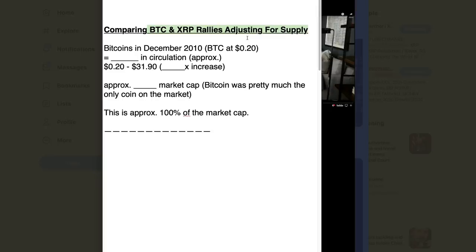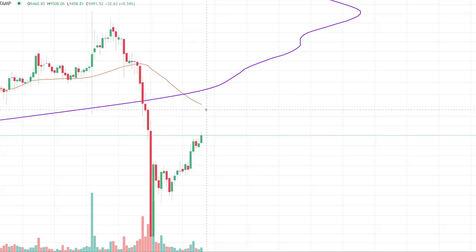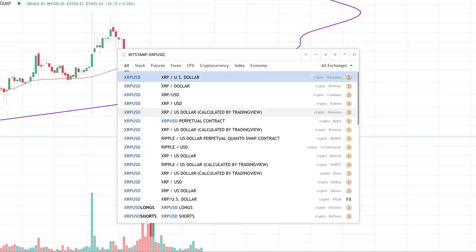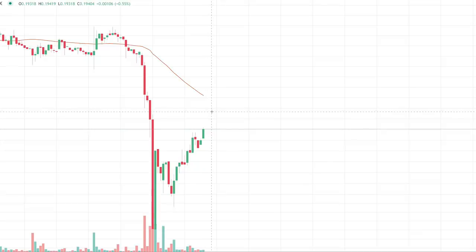So back in December 2010, Bitcoin was at 20 cents. Now, yesterday when I was looking through these numbers, when I was doing the research on this, XRP was trading at about 20 cents. Right now it's at 4.194, but 20 cents close enough.